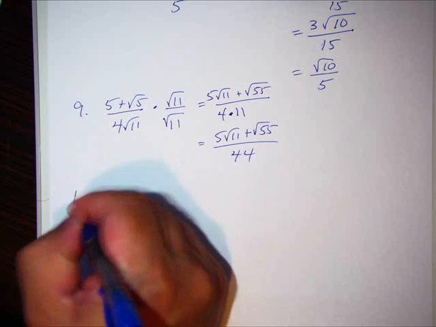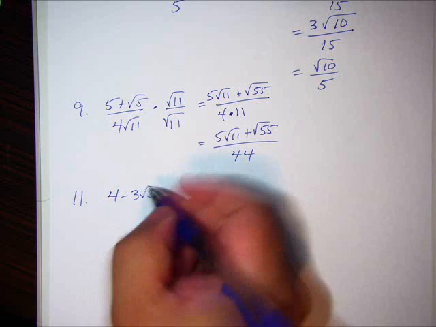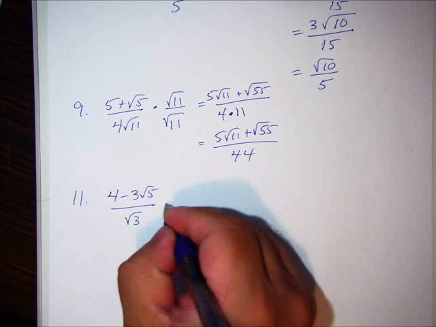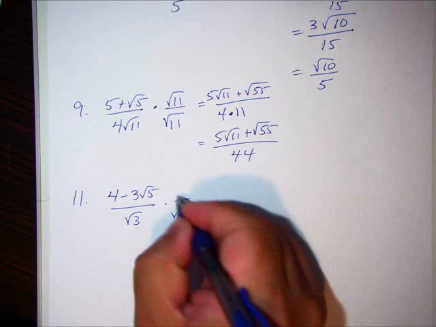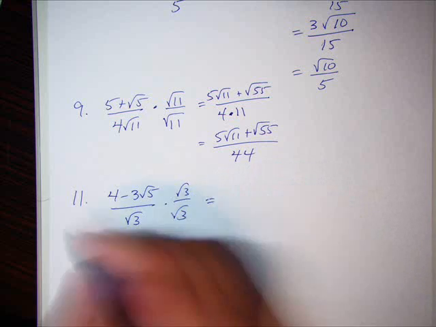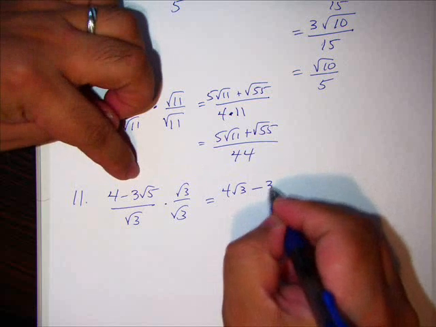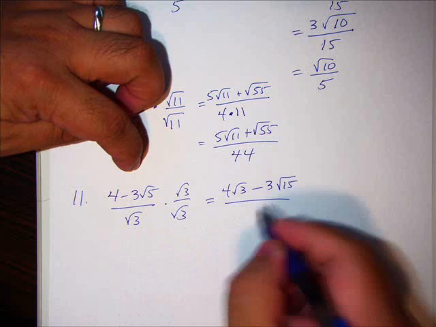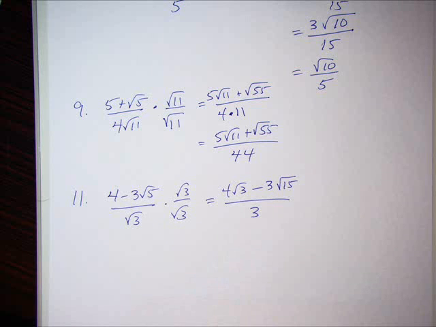Number 11. Here, we're going to rationalize the denominator again. So I'm multiplying top and bottom by whatever makes the denominator a perfect square, in this case, square root of 3. So, multiply 4 and root 3, making 4 root 3, minus 3, 5 times 3, square root of 15. Square root of 3 times square root of 3 is 3. 3 goes into that, but 3 won't go into the 4, so that cannot be simplified any further. And that's number 11.